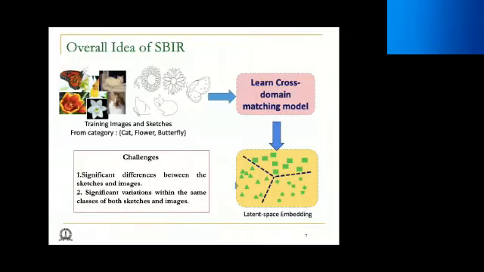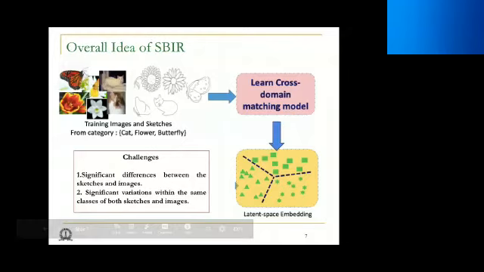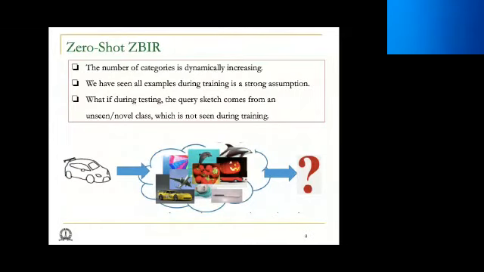So even if during query or during testing, the query sketch is from a completely different class. Say, for example, the query is a cat sketch, and I have not seen cat during training. It should still be able to retrieve the cat images, right? Even though it has not seen cat during training. And this is called zero-shot sketch-based image retrieval, or zero-shot SBIR.